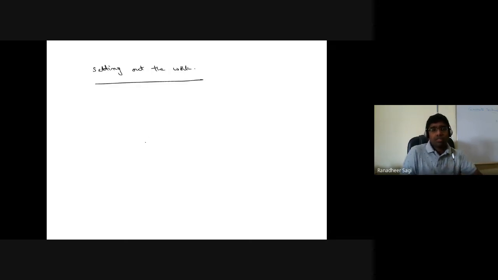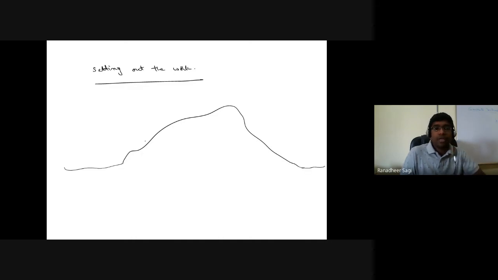Okay, so the other purpose of triangulation is for setting out the work. Now, what do I mean by setting out the work? Let's say, for example, I have some hilly region like this. The ground is something like this. Now, through this hilly region, I am required to construct a tunnel.